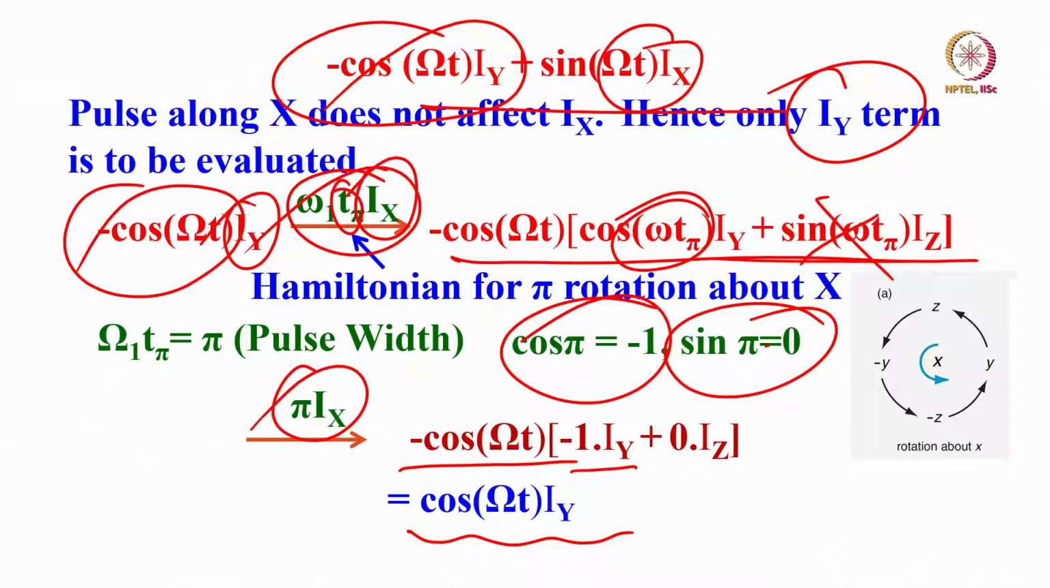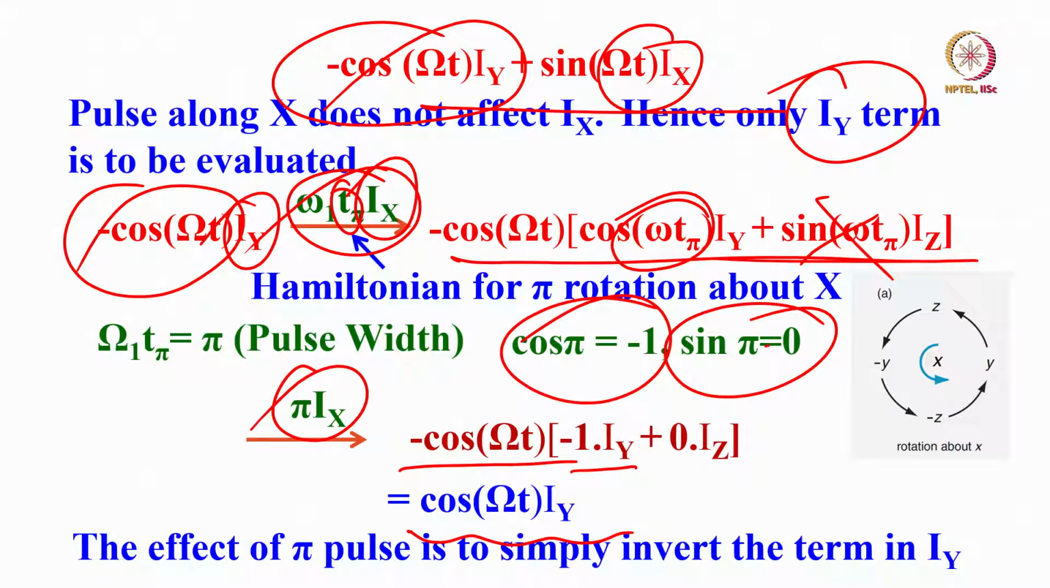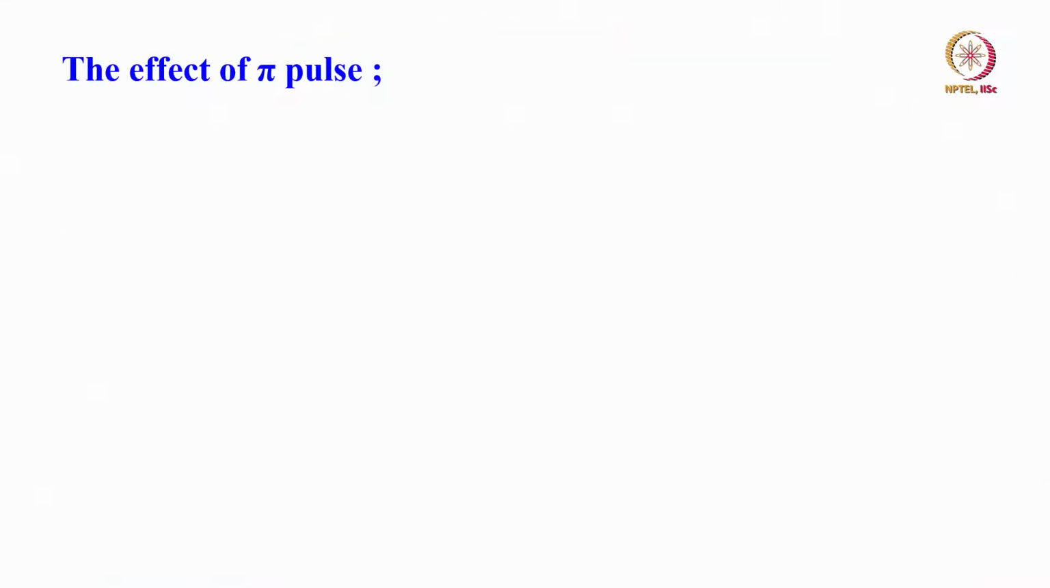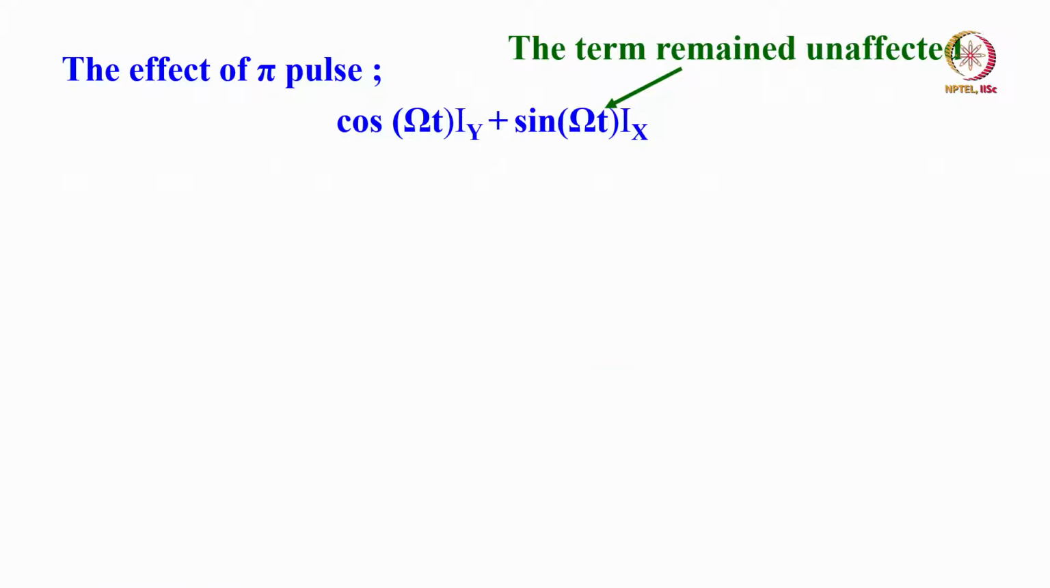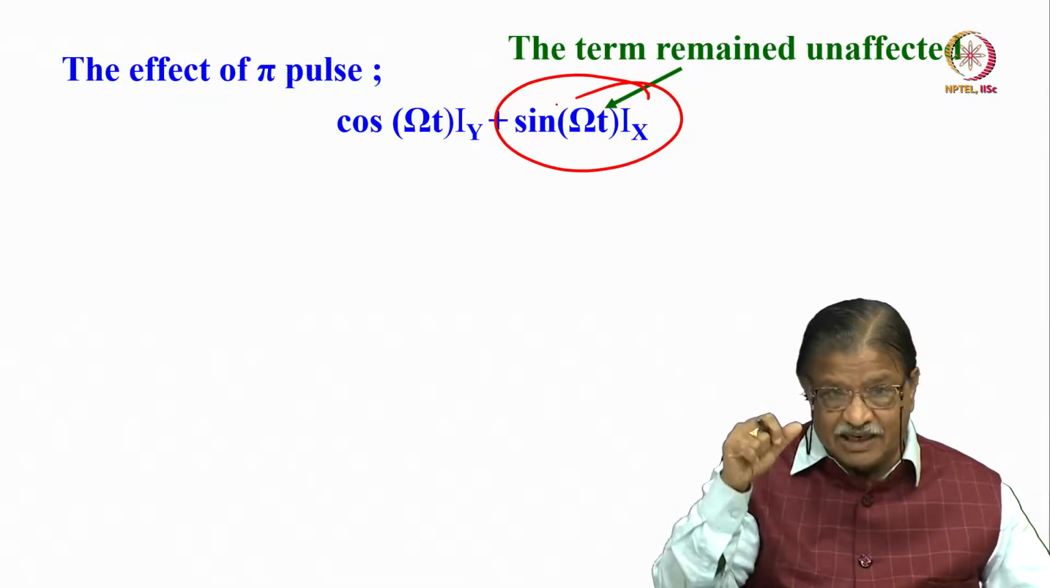This is the application of the 180 pulse after the first tau delay. What does it do? The pi pulse has simply inverted the Iy. From minus Iy it became plus Iy, that is all. Now the effect of the pi pulse: this term remained unaffected, and we have to now consider that.